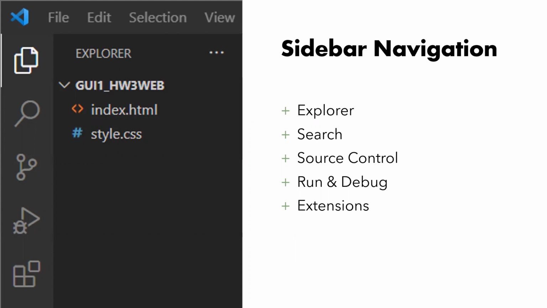And on the side, there will be 5 different navigation tools you can choose from, that being the Explorer, the Search, the Source Control, Run and Debug, the Extensions. So for the Explorer, it organizes your tools. For example, on the left, you can see how there's a GUI1 Homework 3 web folder, and underneath it has an HTML file and a CSS file. So you can, from this Explorer menu, choose the files that you want to edit.